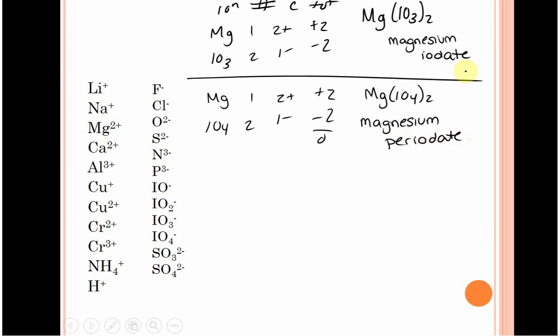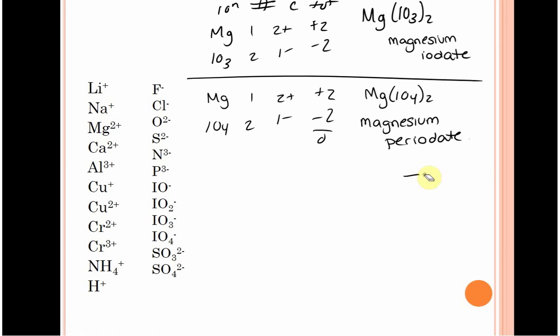Again, in MOM, if you had to enter this in MyOpenMath, it'd be Mg parentheses capital I capital O. To indicate your subscript, you're going to do underscore 4, close your parentheses, underscore 2. And that's how you would do it in MOM.